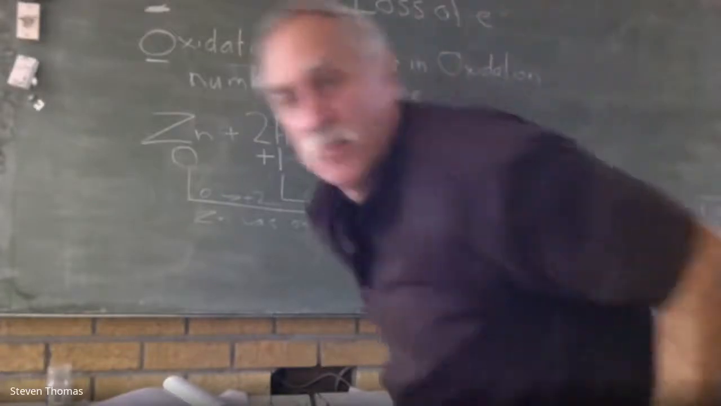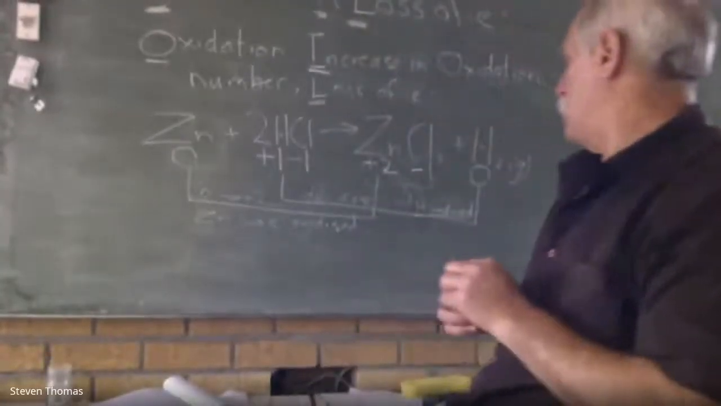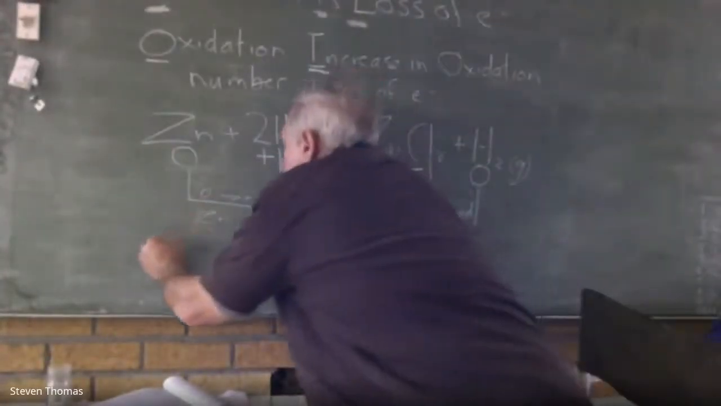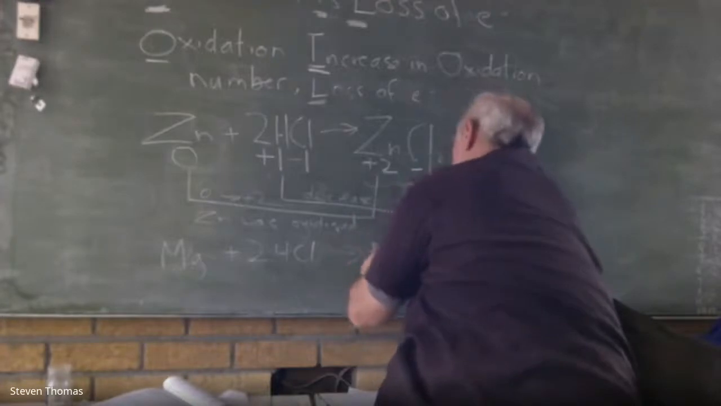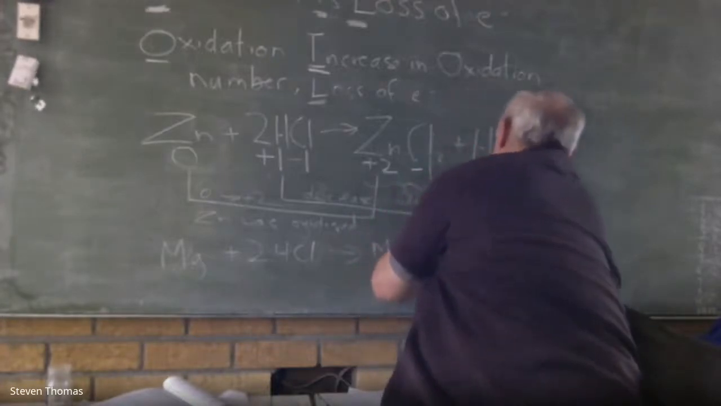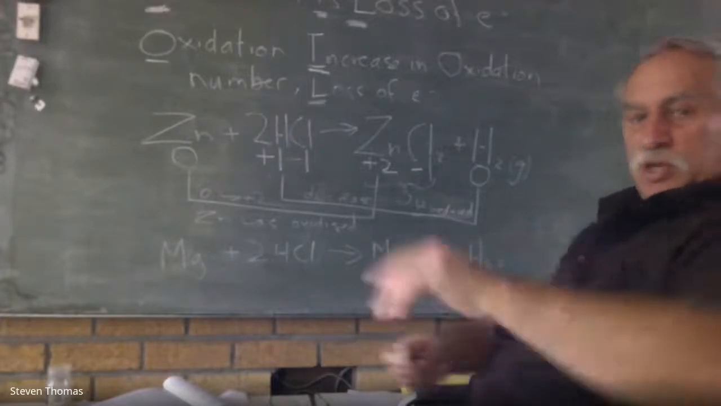Does that make sense? How's that? Beginning to make a little bit of sense now? Kind of. So let's do another one. Okay, now you're getting the idea. Magnesium plus 2HCl goes to form magnesium chloride plus hydrogen. So which one was oxidized and which one here is reduced?